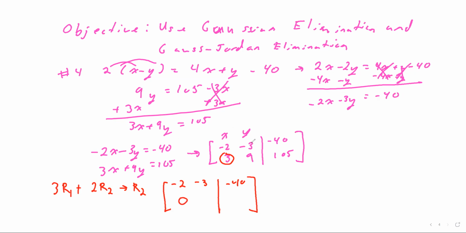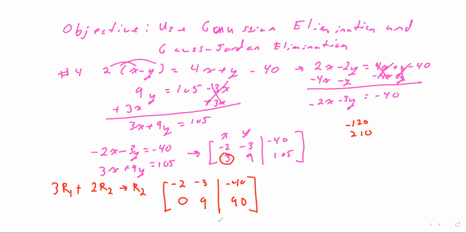3 times -3 is -9. 2 times 9 is 18. -9 plus 18 is just 9. 3 times -40 is -120. I'll do a little side work over here. So -120. And then 2 times 105 is 210. And then -120 plus 210 would be 90.